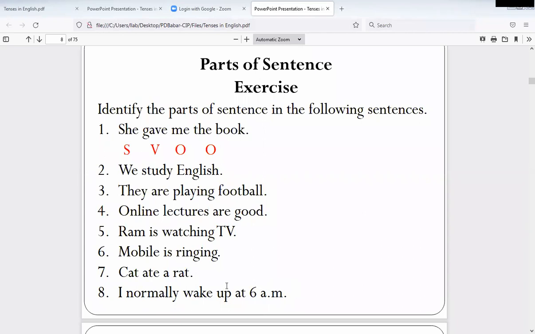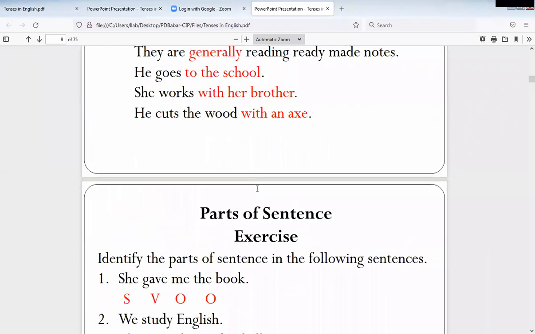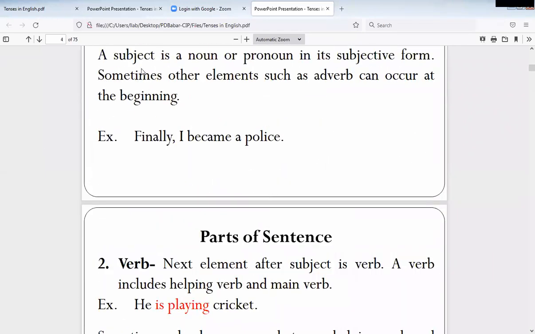So in this way, we have discussed the 4 parts of a sentence in today's lecture, that is subject plus verb plus object plus complement. So these are the 4 parts that are necessary to construct or to form a sentence. So from the next lecture, we will start with the actual tenses in the sentence. So before ending the lecture, let me first mark your roll number, mark your presentee, and after that you can leave this meeting.